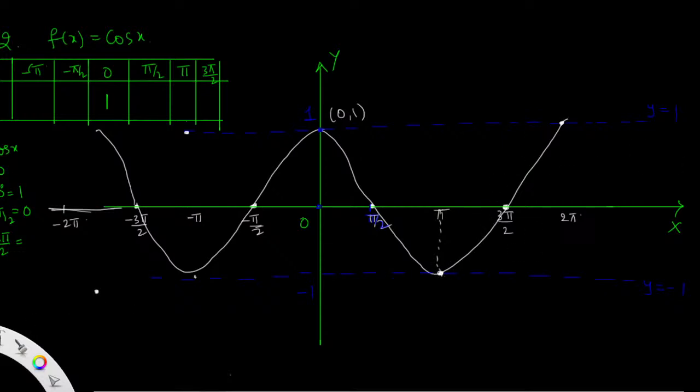Like this way it goes, and the domain of the function is all real values, and the range always lies in the interval minus 1 comma positive 1. Any value you take lies between the line y equal to 1 and the line y equal to minus 1. That's all. Okay, the values are like this. Substitute whatever values and draw the plot in the graph.